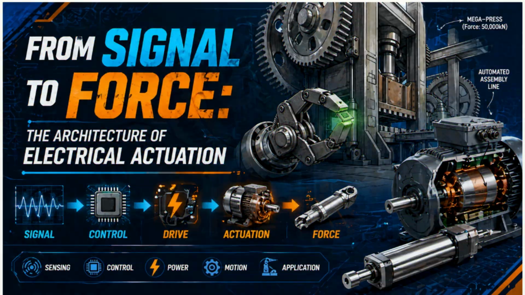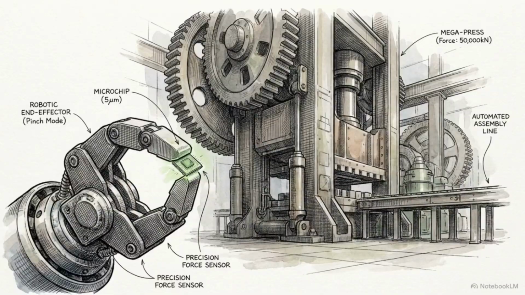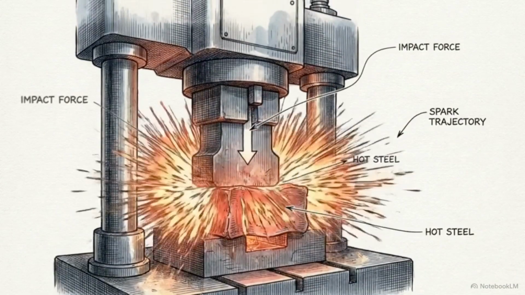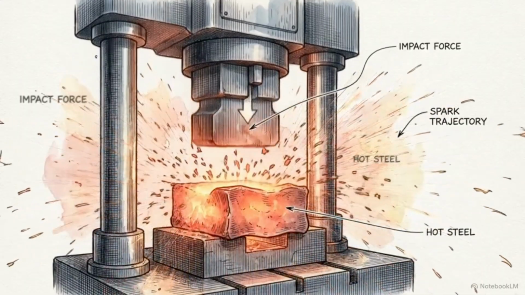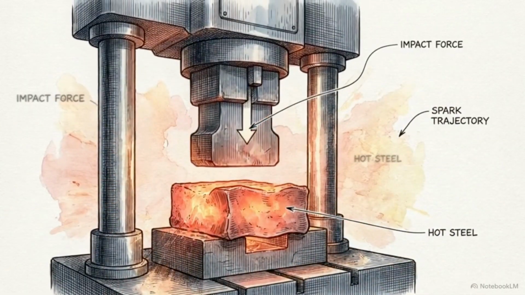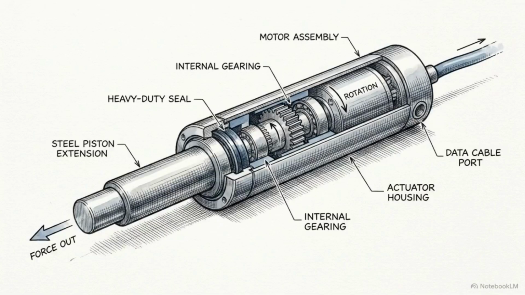At the core of all industrial automation is a profound physical disconnect. The microcontrollers processing the logic operate on fractions of a volt, but the factory floor requires hundreds, sometimes thousands of pounds of sheer physical force. The hardware layer that bridges this gap, translating digital instructions into massive mechanical output, is the actuator.